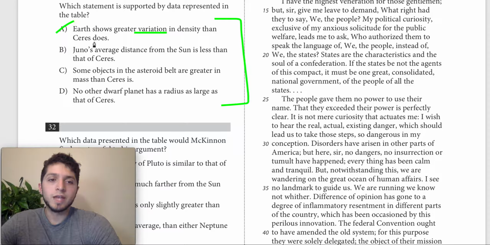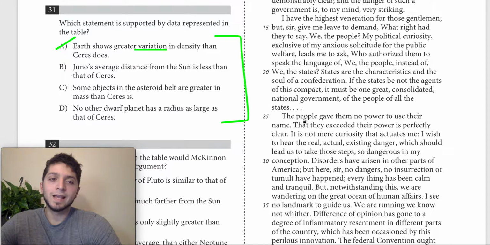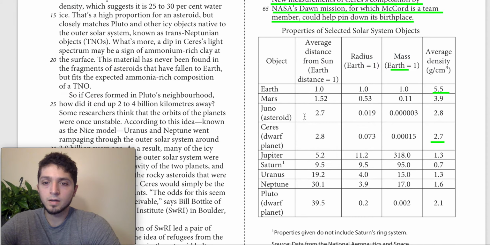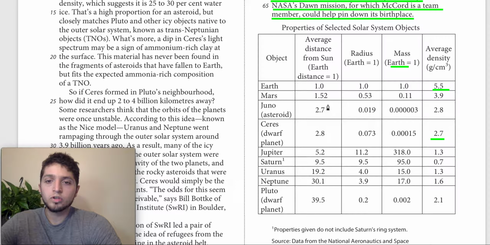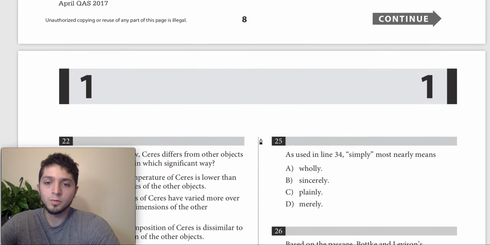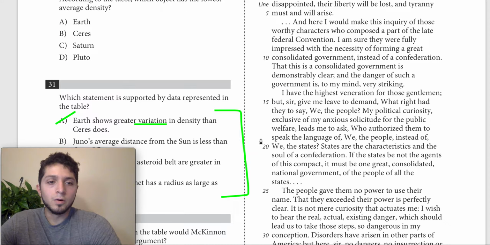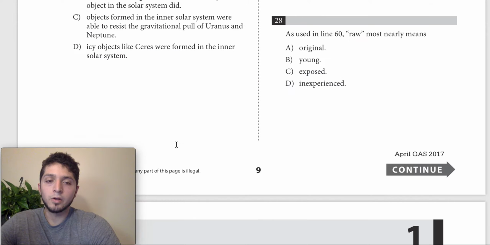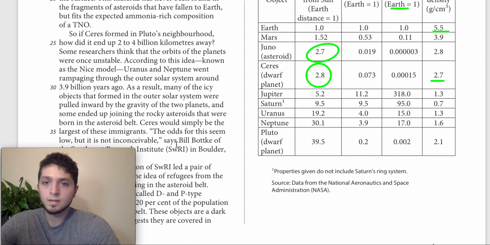B says Juno's average distance from the sun is less than that of Ceres. So Juno is closer to the sun than Ceres, so let's look here. Average distance from the sun, Juno is here, Ceres is here. And we find that this actually pans out. Juno is closer to the sun by just 0.1 Earth's distance. So Juno's is less than that of Ceres. Sure, that works.